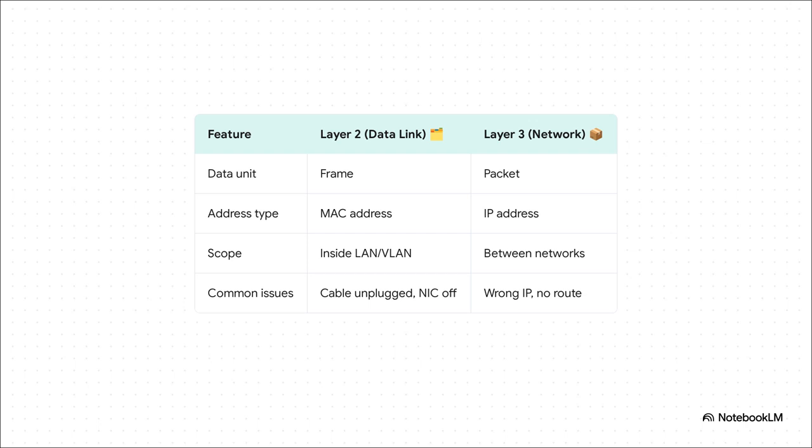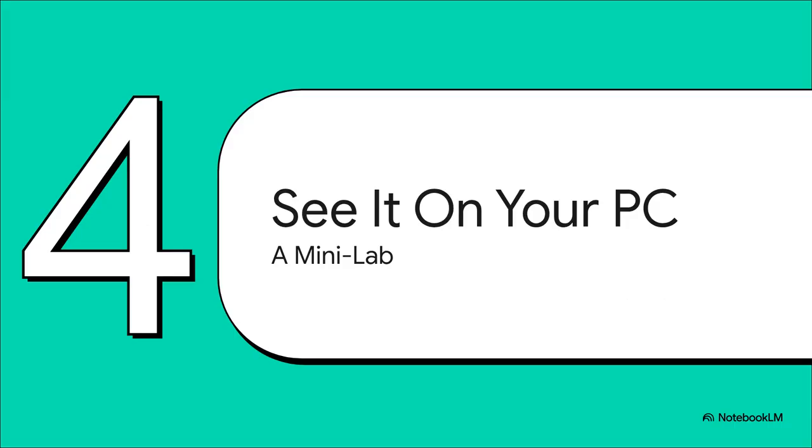And that's why their problems are so different. A physical problem, like a cable being unplugged, versus a logical one, like a bad route somewhere on the internet. The main takeaway here is you need both of them working together perfectly. Okay, that's enough theory. How about we stop talking about it and actually see it in action? Let's roll up our sleeves and look under the hood of your own computer with a quick mini lab.